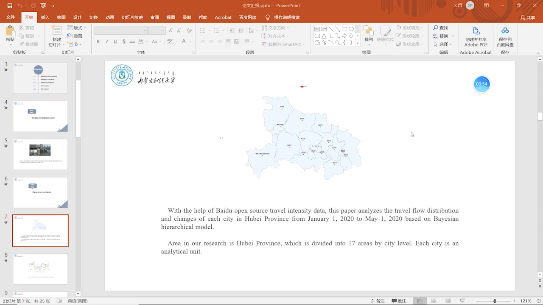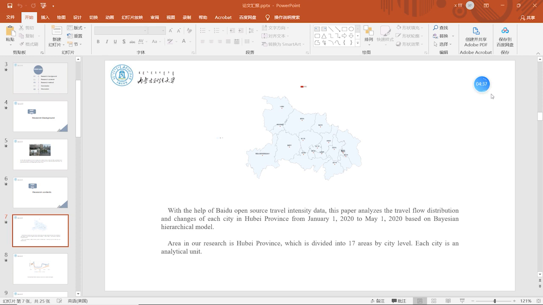Therefore, some research has added the space-time dimension to the model in recent years. The model of the space-time dimension is to detect the abnormal fluctuation of traffic flow. With the help of Baidu open source travel intensity data, this paper analyzed the travel flow distribution and changes of each city in Hubei province from January 1, 2020 to May 1, 2020, based on a Bayesian hierarchical model.